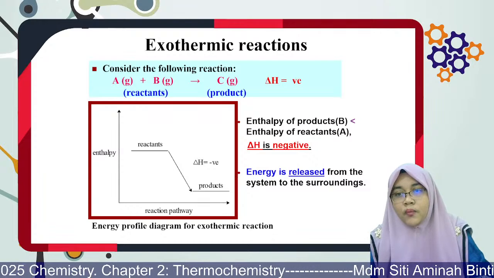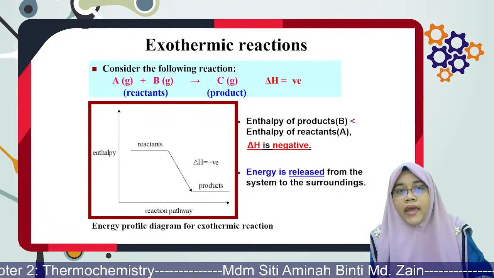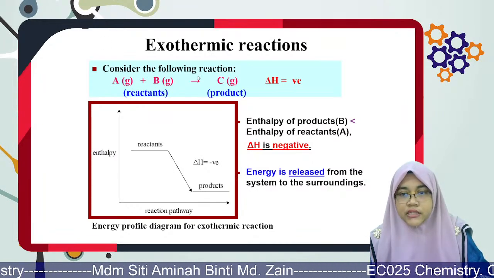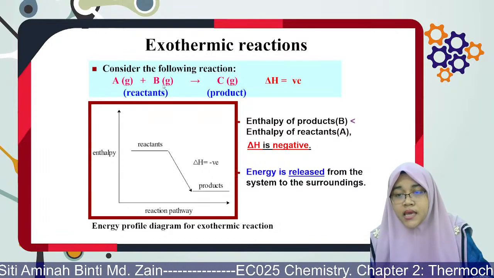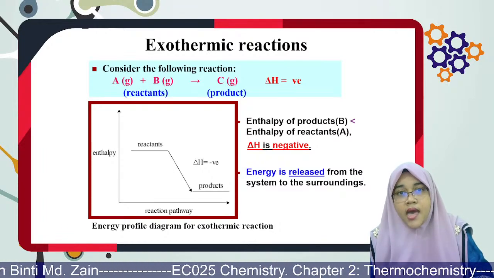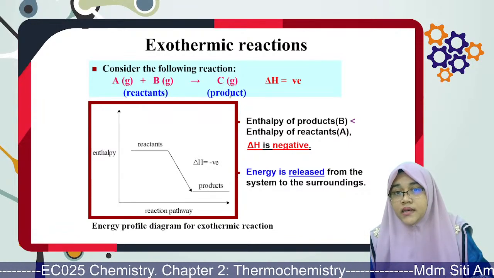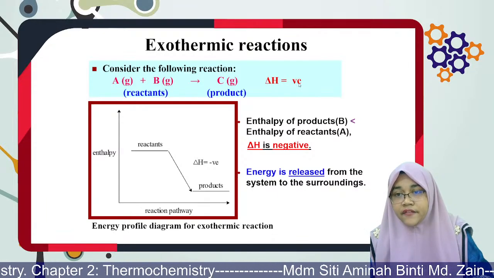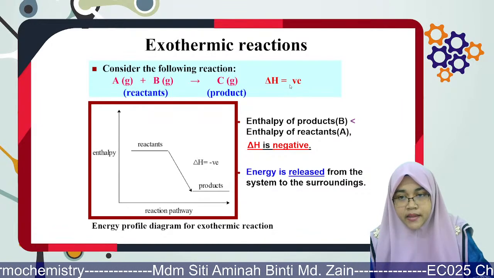This is what we call an energy profile diagram for an exothermic process. Consider the following reaction. We have A plus B as our reactants in a gaseous state, which will form C as the product, also in a gaseous state, and the enthalpy change is negative. It shows that this reaction is exothermic.